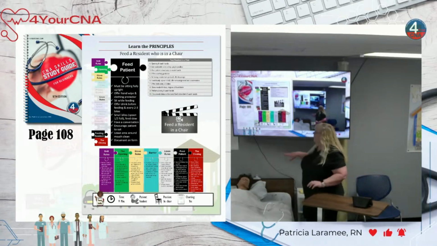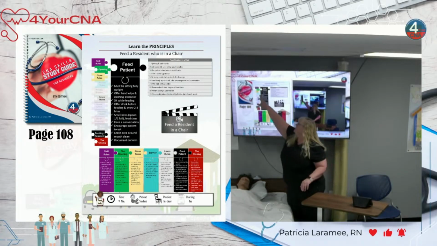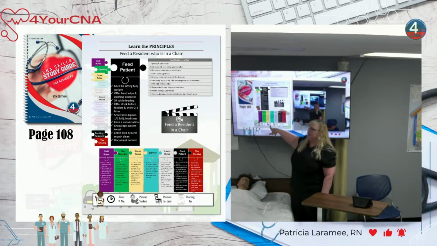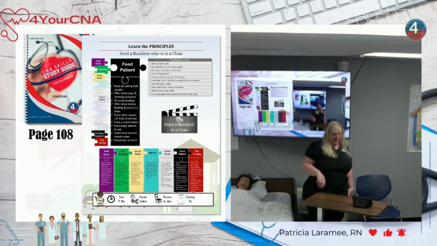If you're looking at page 108, you can see all the principles involved. They're all spelled out here for you. Down here is test-specific information. Somebody with your level of experience should be able to do this skill in 9 minutes or less. It'll be another live testing student, which means you might be fed for the exam. That person will be sitting in a chair. Charting is required for this skill.